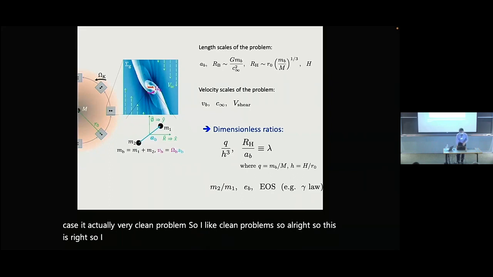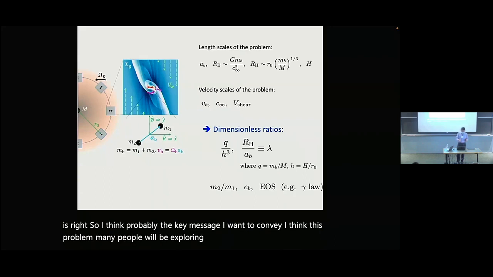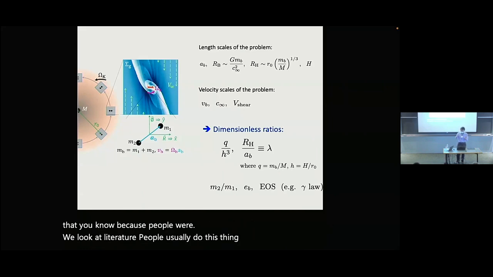So probably the key message I want to convey: many people will be exploring this problem, and I think many people will probably do this better and faster than us, right? But when we look at the literature, people usually do this, then do that, and it's hard to compare what's doing what, right?